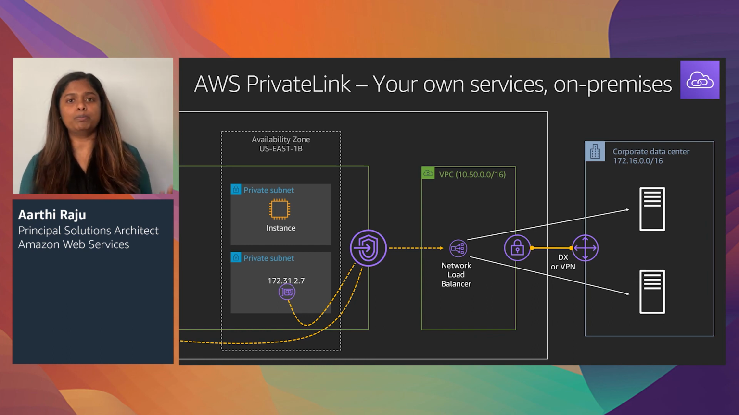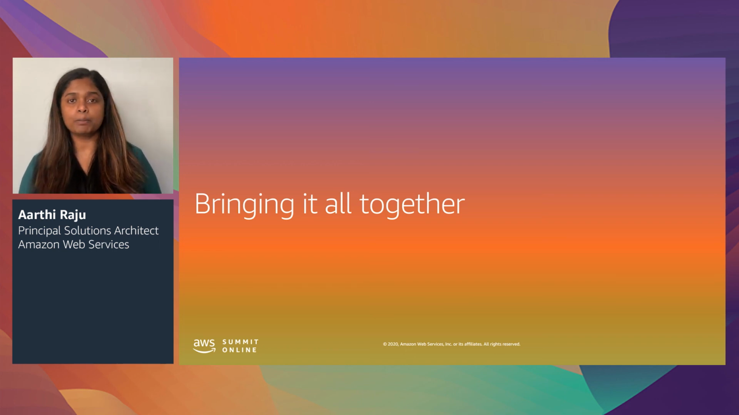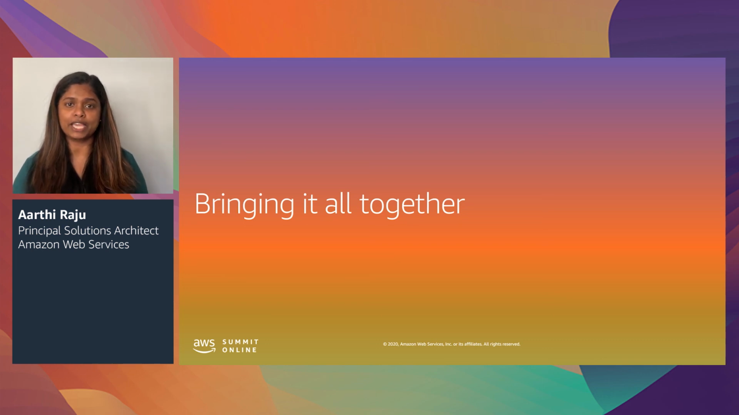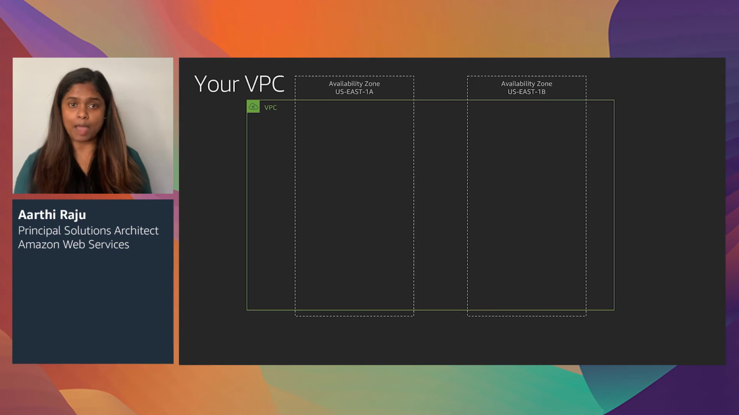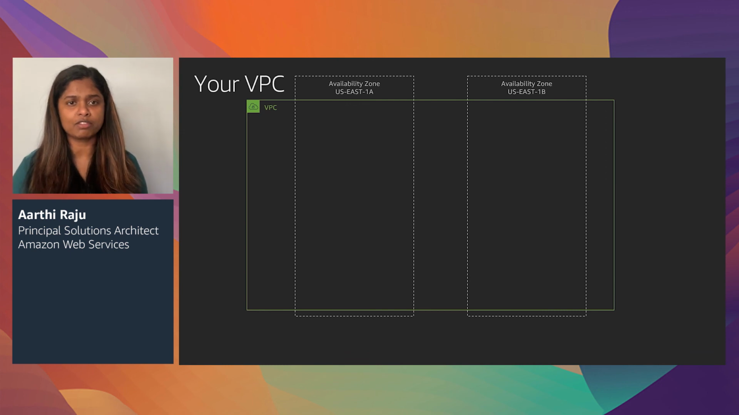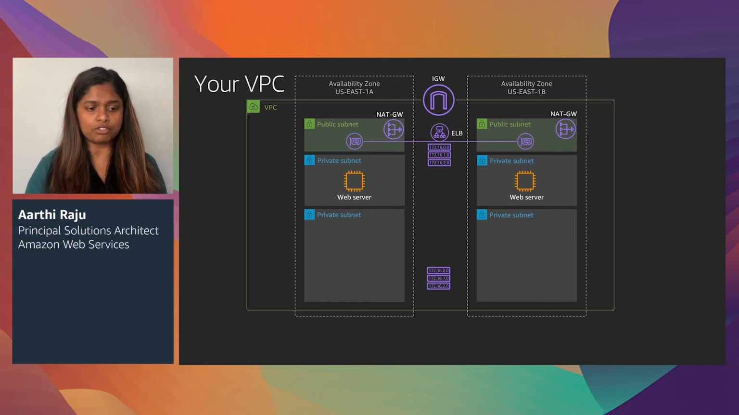So let's bring everything together. We talked about a number of gateways today. We talked about different connection mechanisms with endpoints and peering connections. So how does this all fit into the application that we were building? Our application is going to be in this VPC across two availability zones. You could use load balancing in order to front end your application. So we've got our subnets figured out. We've got our web servers and application servers.